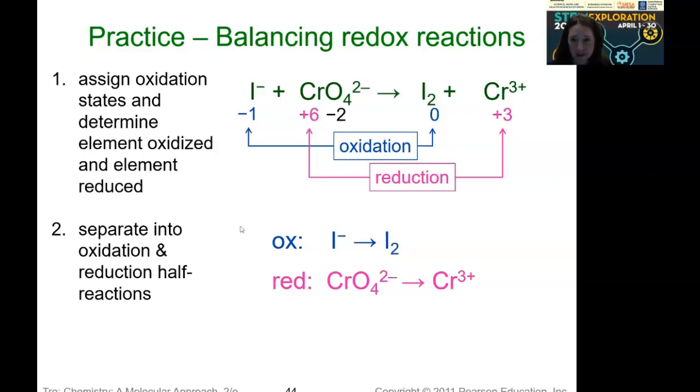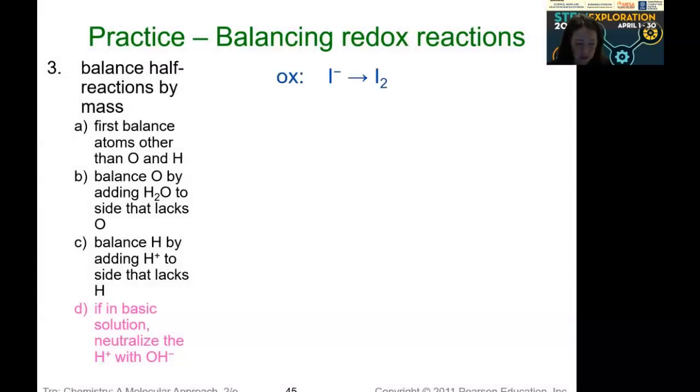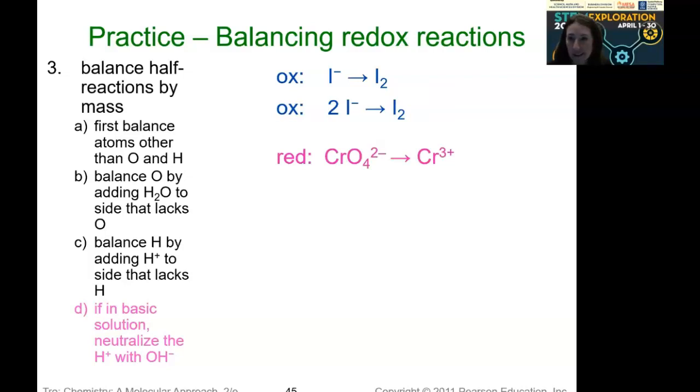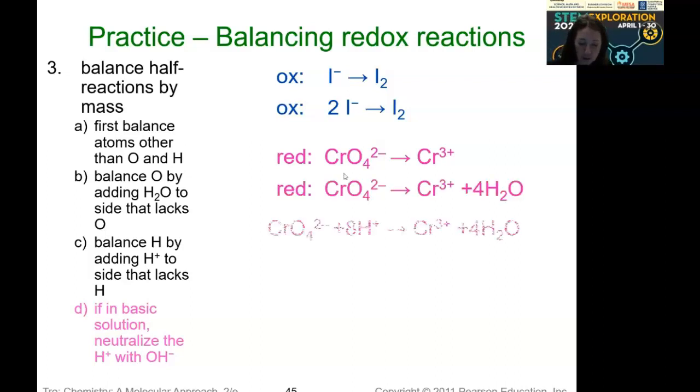Next piece. First, balance everything but H and O. So just put a 2 in front of our iodine. Nothing really has to happen with our chromium, right? Our next step, balance O with water. So we're going to have to add 4 waters here. So we added 4 waters. Well, then that messed it up. Now we've got 8 hydrogens. So we have to add 8 hydrogens in the next step.